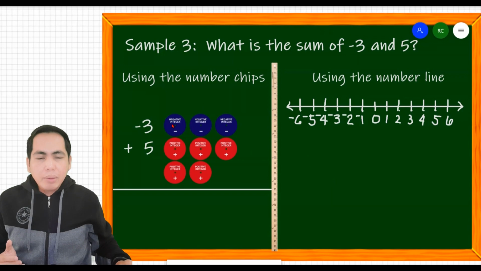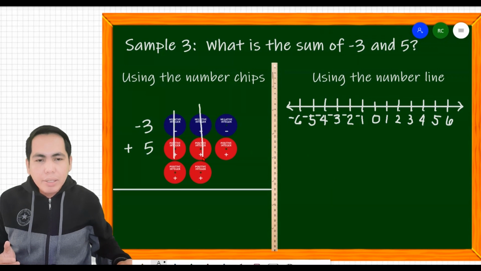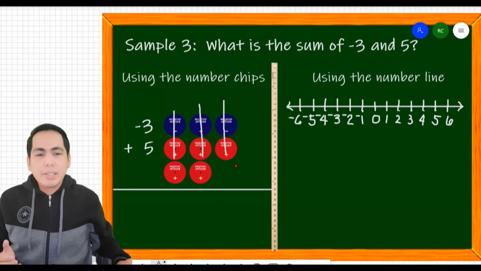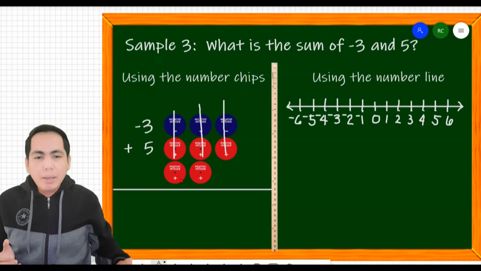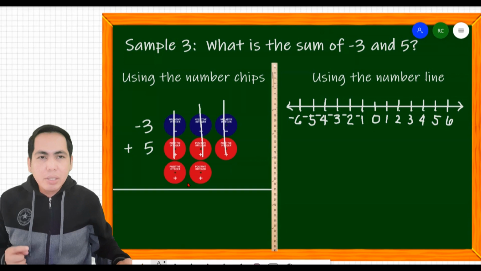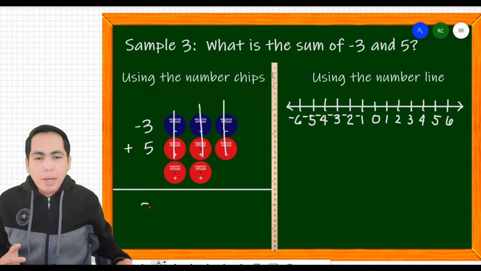When we are adding blue and red, we can cancel them. Blue and red cancel, blue and red also cancel. So what is left? We have 2 red chips that are not canceled. And since a red chip represents positive, therefore the sum is positive 2.